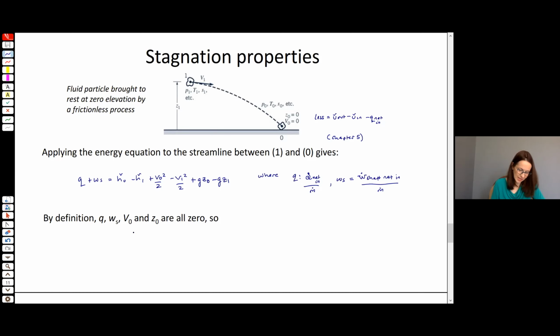So this simplifies a lot in the following way. Now we're going to make the assumption that gravity and potential energy are negligible, and they almost always are for compressible flows. So we get the following form.